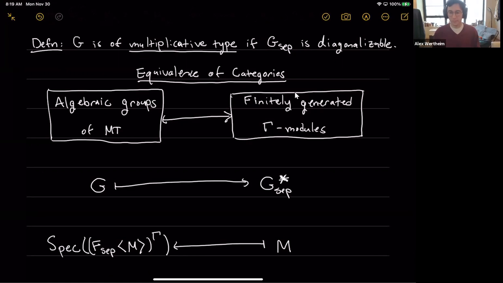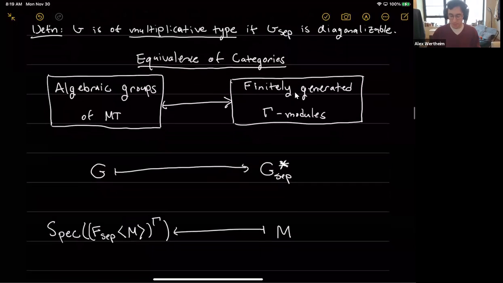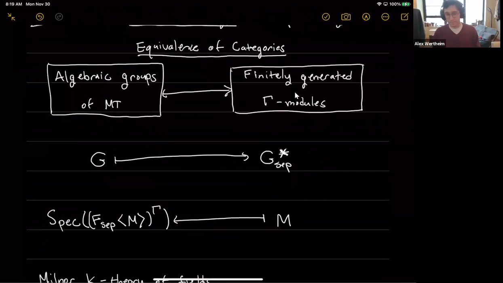Specifically, we have an equivalence of categories between algebraic groups of multiplicative type and finitely generated modules over the absolute Galois group. And the correspondence is the following. If we have an algebraic group G of multiplicative type, then we can consider the character group of its base change to the separable closure. And this inherits a natural action of the absolute Galois group.